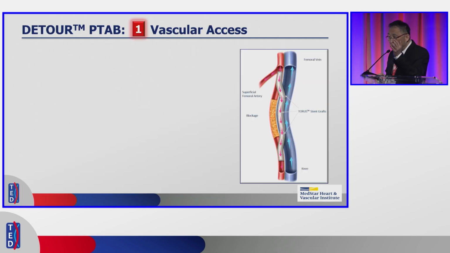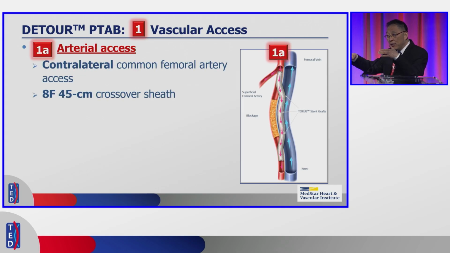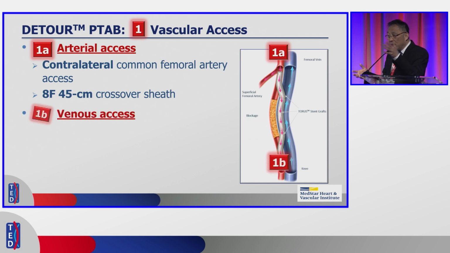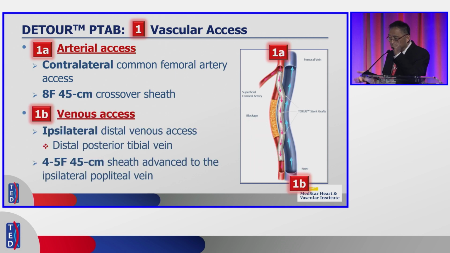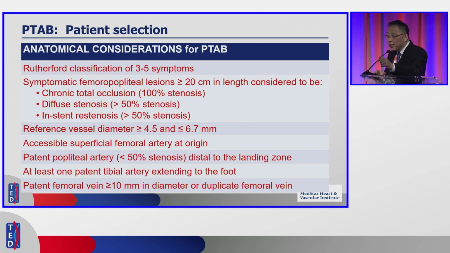So the first thing we do is vascular access, basically twofold. 1A is antegrade arterial, and typically I put in a crossover 8 French 45 cm sheet. The second is then you access from the leg distally, in front of the veins, and typically I just put in a 4 French or 5 French 45 cm sheet, and you put the sheet all the way up to the popliteal vein. So that's your distal; proximal is up in the common femoral artery.